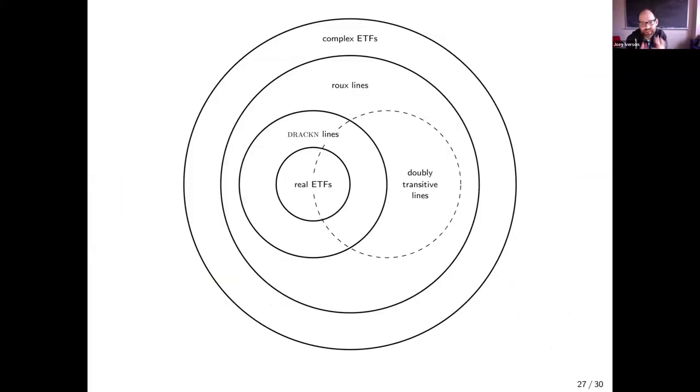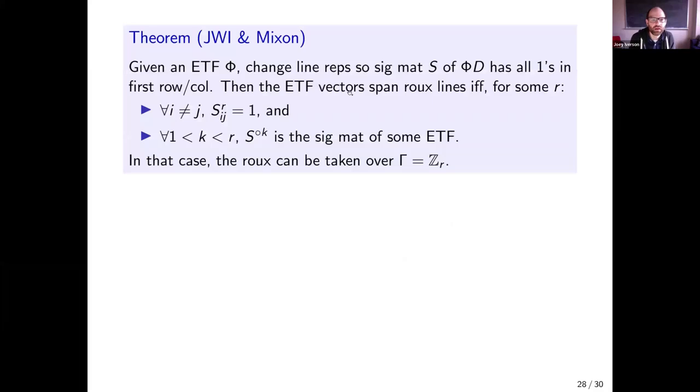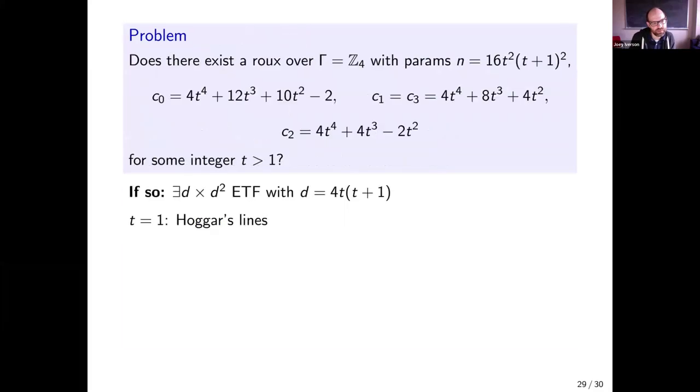And these things, we didn't make this up. We were forced to think about them. We were thinking about doubly transitive lines. All doubly transitive lines are ρ. That's why we had to think about ρ. But ρ also encompass DRACKN lines, which in turn encompass all real ETFs. There are tons of complex ETFs that are not ρ. I'm going to skip this.